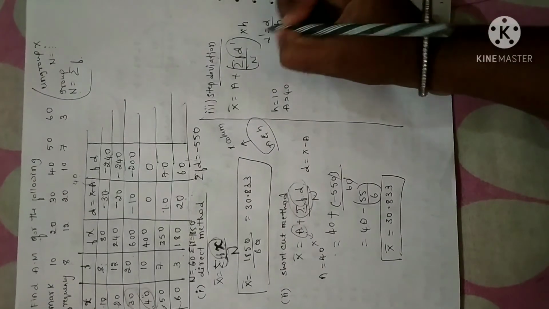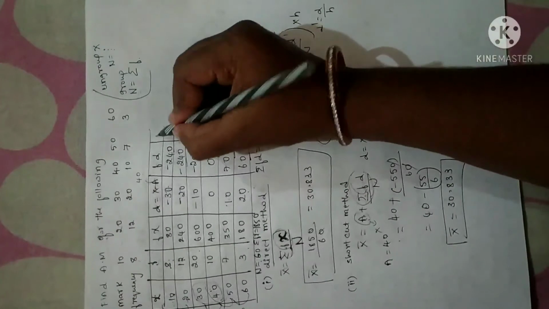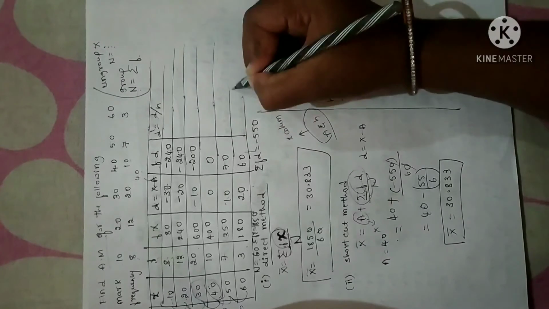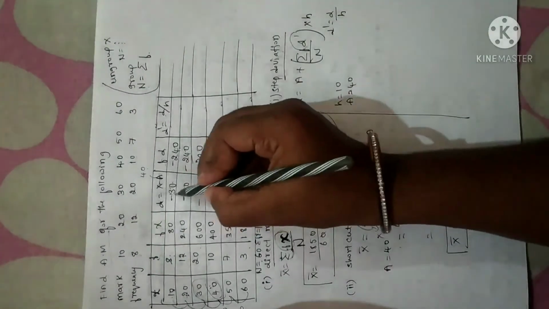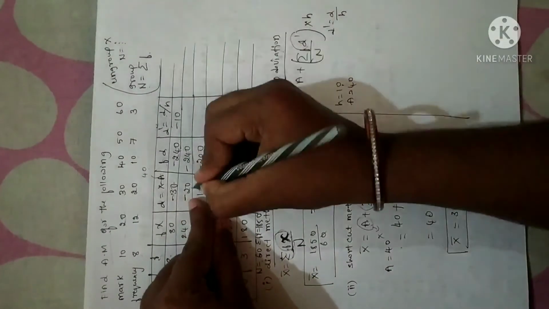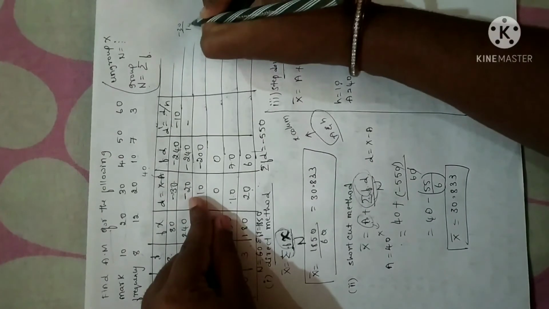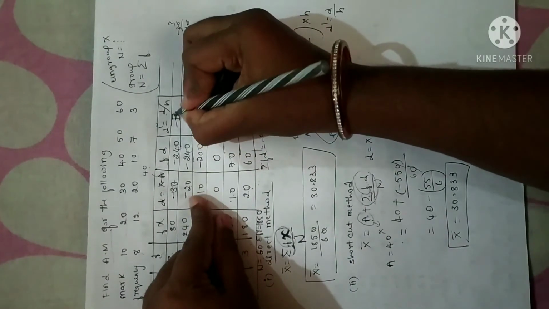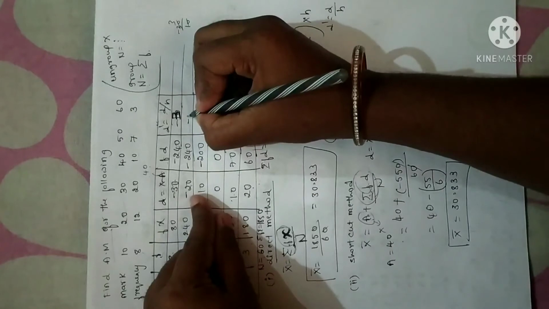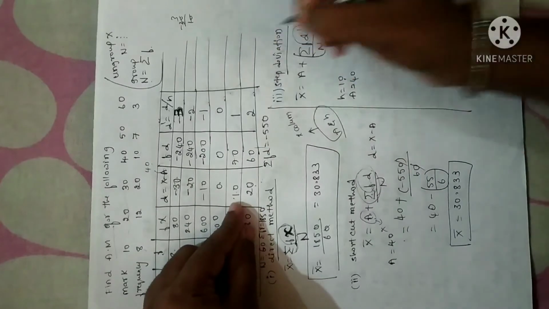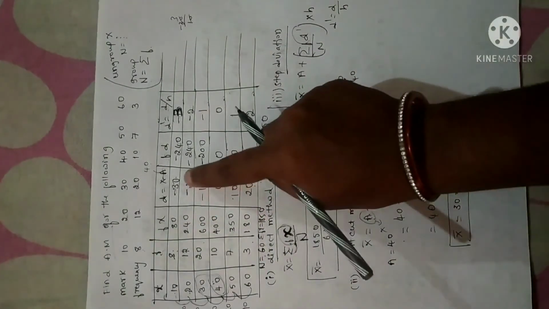Next, what else is needed? d' is needed for us. d' is given by d by h. I'll calculate here: d' is equal to d divided by h. I have the d values here and h is 10, right? So I divide each by 10. Minus 30 divided by 10 is minus 3. Again minus 20 divided by 10 is minus 2. Again here minus 1, 0, 1, plus 2. Clear? So I have divided the d column by h, and I have obtained d'.